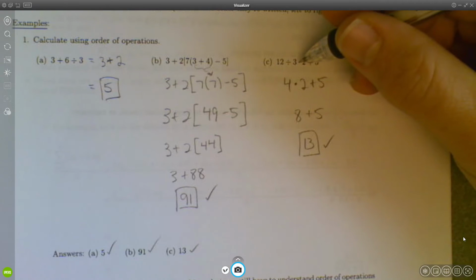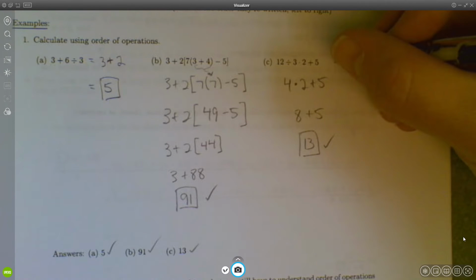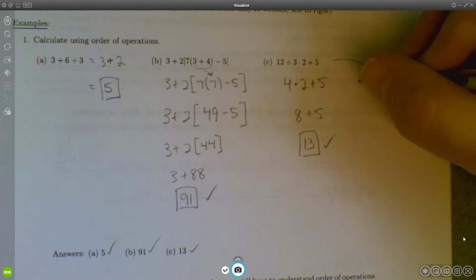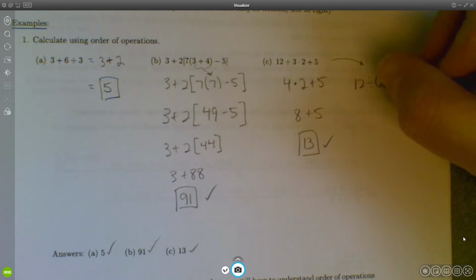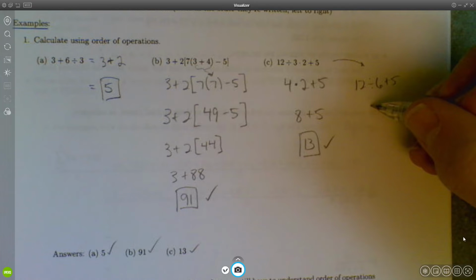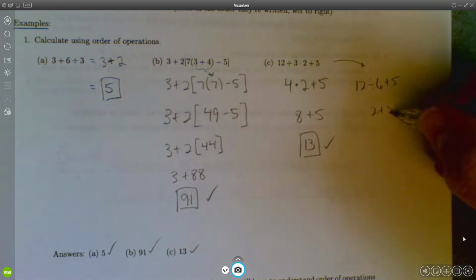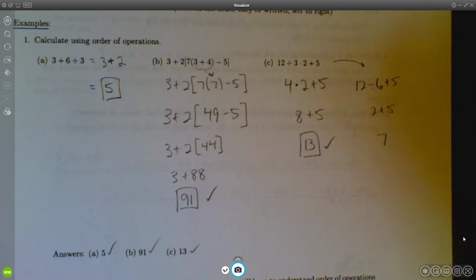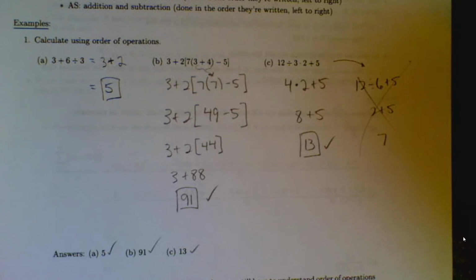If you had done the multiplication first, that would have been wrong, and this is what you would have gotten. You would have gotten 12 divided by 6 plus 5. And then you would have said, okay, so now I've got to do the division. 12 divided by 6 is 2. And then 2 plus 5 is 7. But that's the wrong way to do it. Okay?